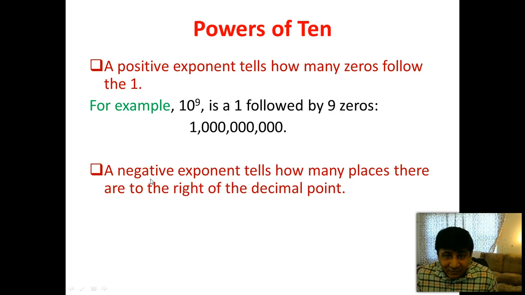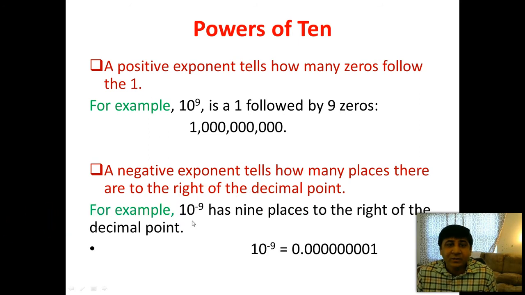Now, if you have a negative exponent of 10, that tells us how many places there are to the right of the decimal point. For example, 10 to the power minus 9 has 9 places to the right of the decimal point. If you want to write it explicitly, you will have 9 zeros on this side and then 1.